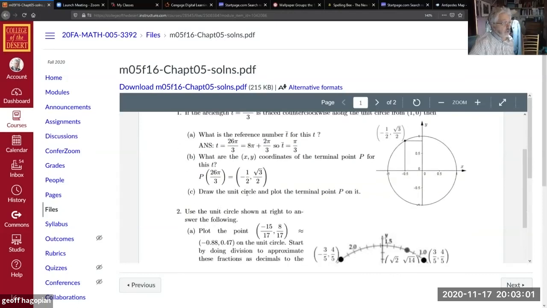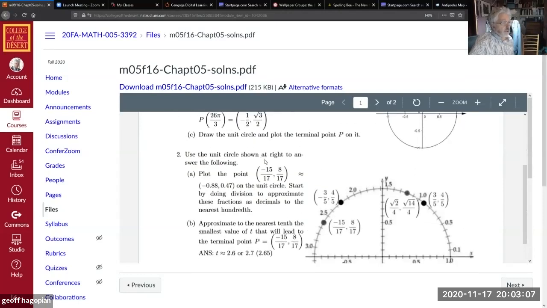The last one says draw the unit circle and plot the terminal point P on it. So there you have it, right? Use the unit circle shown at right to answer the following. Plot the point negative 15/17. Okay, there it is, right? So x is negative 15/17. That's, I don't know, 0.8 something.